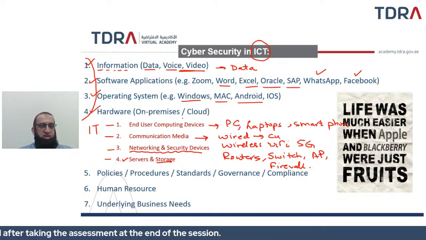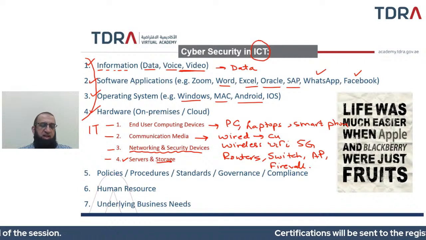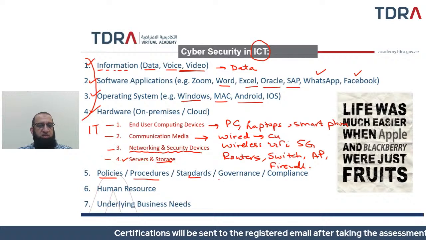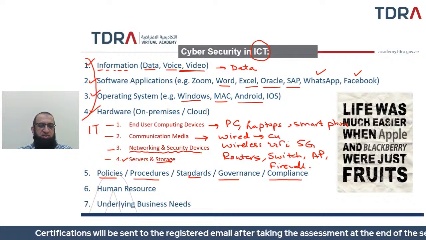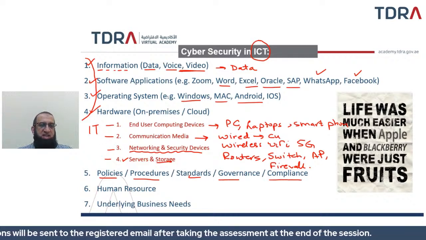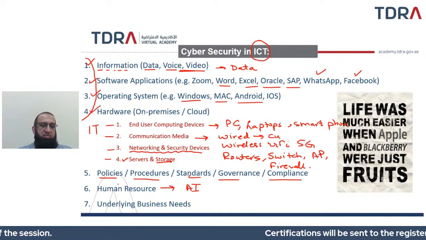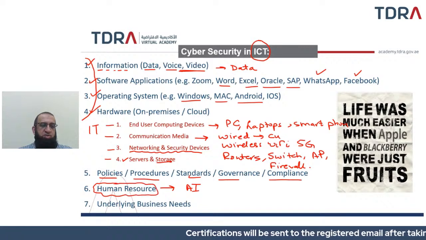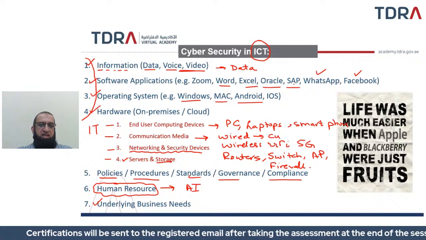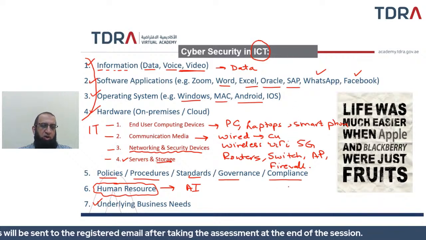Now, how to use this technology, how to use these devices, what should be allowed, what should be forbidden, these depend on the policies and procedures. And we have some standards, governance models, and compliance requirements. Now remember, all these things are for humans, they are made normally by humans, and they are being consumed by humans. Although we have a role of artificial intelligence, the ultimate source would be the human resource and the underlying business needs. Now this is the complete setup of what ICT is all about.